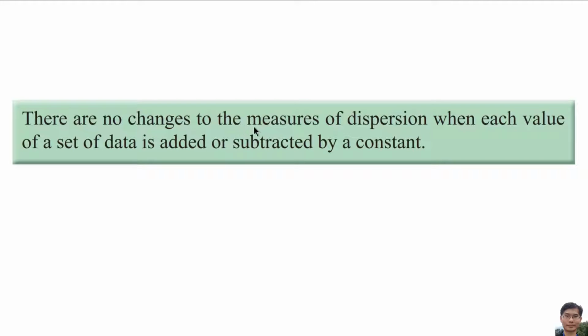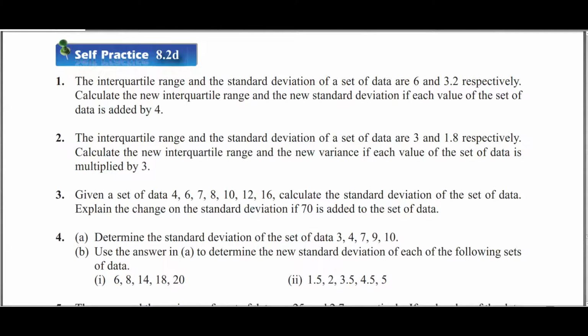there is no change in the measure of dispersion when each value of the set of data is added or subtracted by a constant. And so, for the first question, you don't need to calculate anything. They still have the same answer, 6 and 3.2. Okay? And also for number 2.